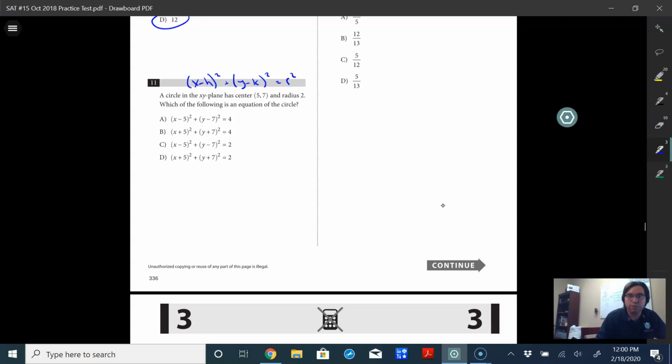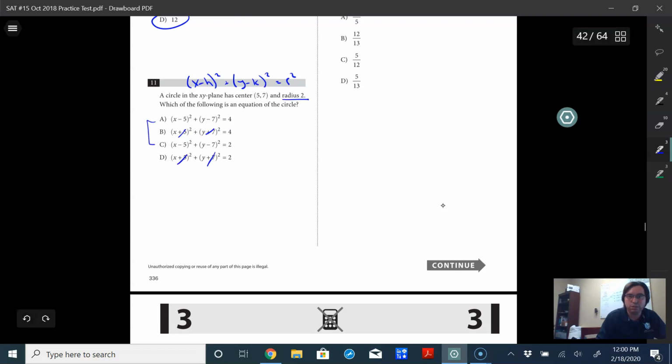We see we have a positive 5, positive 7. So that means we need to have a negative 5 and negative 7. Negative 5, negative 7 is good. Positive 5, positive 7 is not good. So these are out, and now we're just looking between A and C. Nice divide and conquer problem.